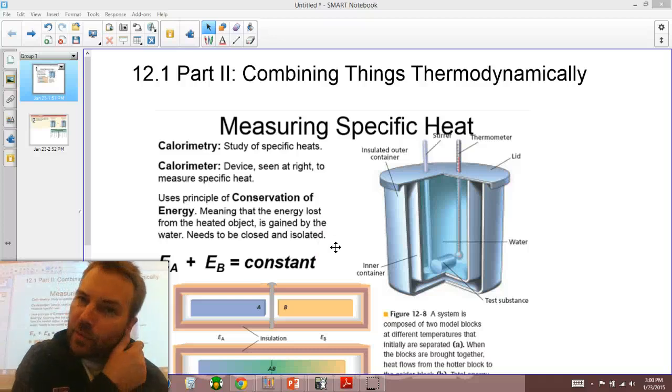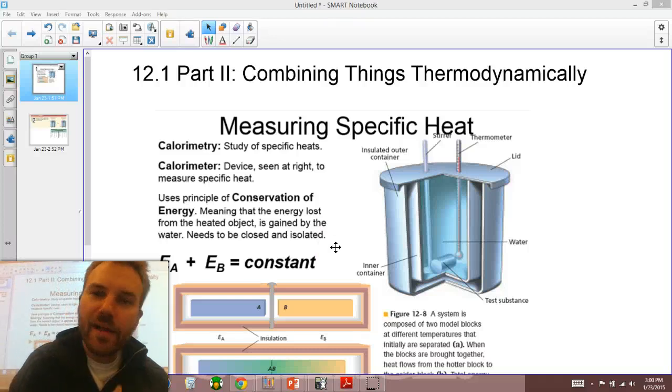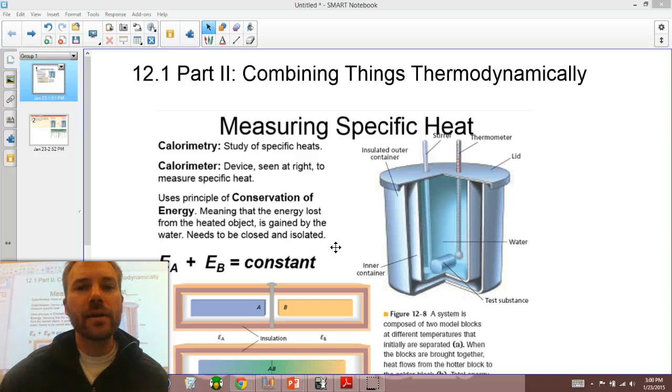Hi, ladies and gentlemen, and welcome to 12.1 part 2, entitled Combining Things Thermodynamically.